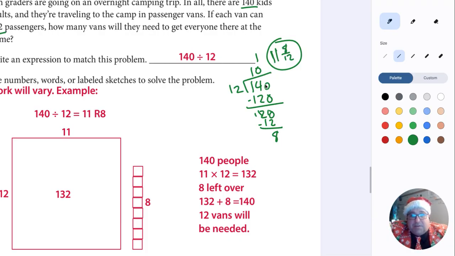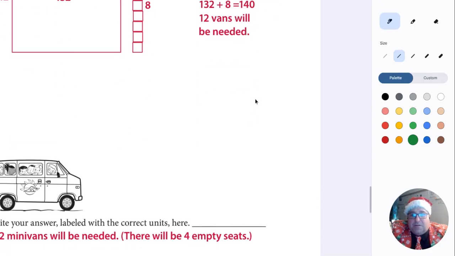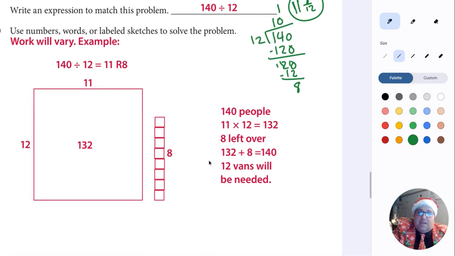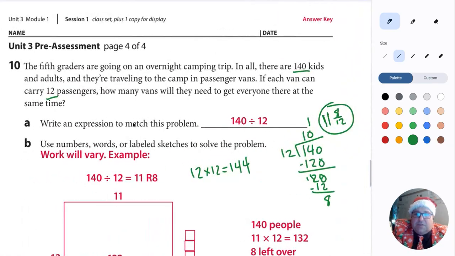You can't take part of a bus, so that's why the actual answer is going to be 12. Because technically we had 11 and 8 twelfths, but we can't take part of a van. We're not cutting it up, so we got to have 12 vans. And then you can see on the answer key, we could set up kind of an area model here. Another thing with this example specifically, you might say, hey, you know what, 12 times 12, that's 144. So, yeah, we're going to need 12 vans because I know that that's only 4 extra. So, again, whatever you want to come up with, as long as you can justify your answer, you are good to go.